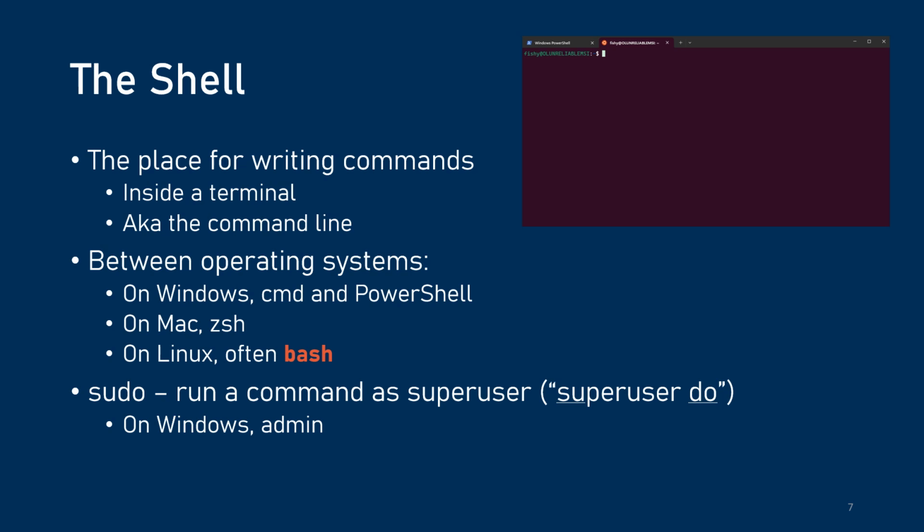The shell is the place for writing commands. You might know this as terminal or command line. You have one on Windows, Mac, and of course Linux. This is how people worked with computers before graphical user interfaces came about. On Windows, you'd be familiar with, say, CMD or PowerShell. On Mac, you're probably familiar with Zsh or Z Shell. And Linux is usually Bash, or Bourne Again Shell. We'll go over some of the commands you use to navigate the shell in a moment.